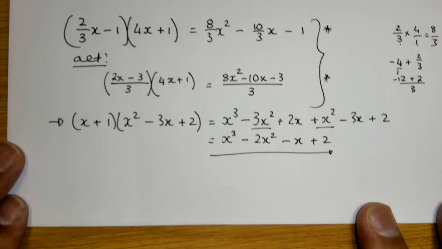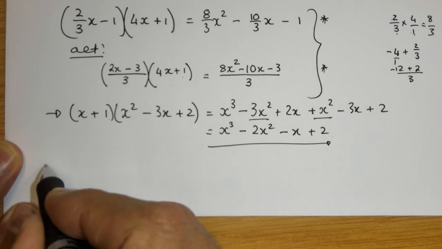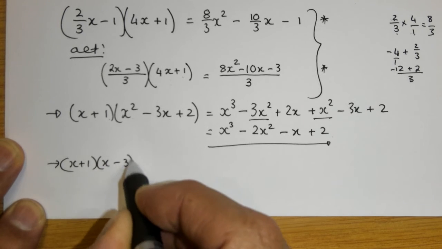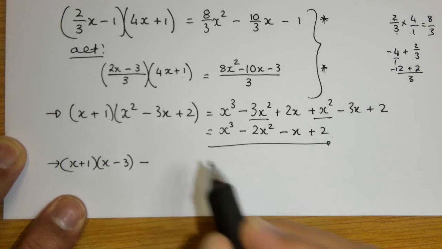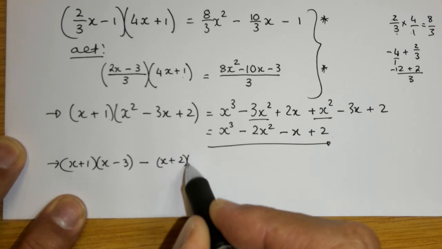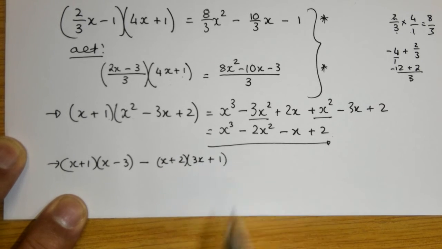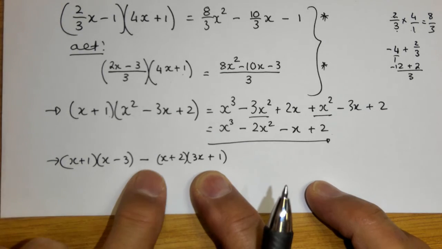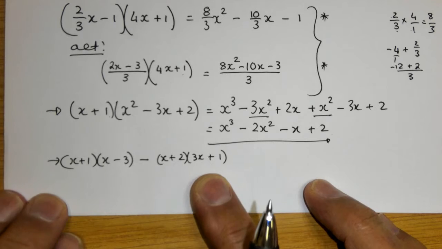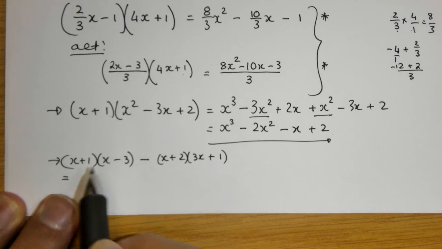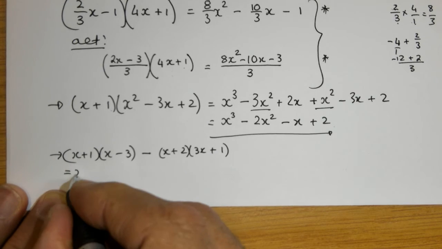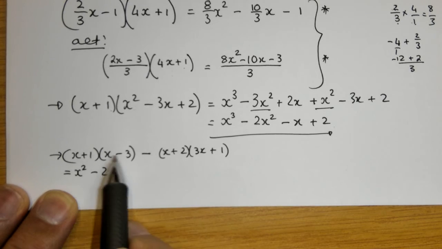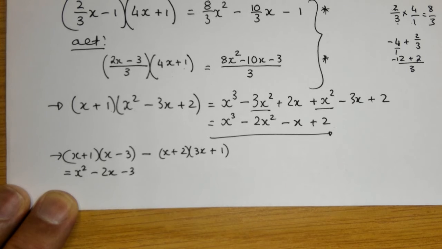Let's look at a nice combination question I can ask you. I can say, what is x plus 1 times x minus 3, minus x plus 2 times 3x plus 1? Okay? That's two binomials that I have to distribute, and the result I have to subtract from one another. It's as simple as that. Let's go and distribute. x times x is x squared. 1 minus 3 is minus 2x. 1 times minus 3 is minus 3.